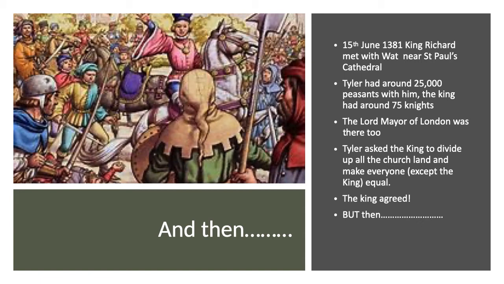So what happened next? Well, again, on the 15th of June, 1381, King Richard meets with Wat Tyler near St Paul's Cathedral. Now, at this point, Wat has around 25,000 peasants with him, and the king has around 75 knights. So it does look like Wat Tyler has massively outnumbered the king. So we'd expect Wat Tyler to be very safe at this point. Maybe would be a bit worried about the king's safety.